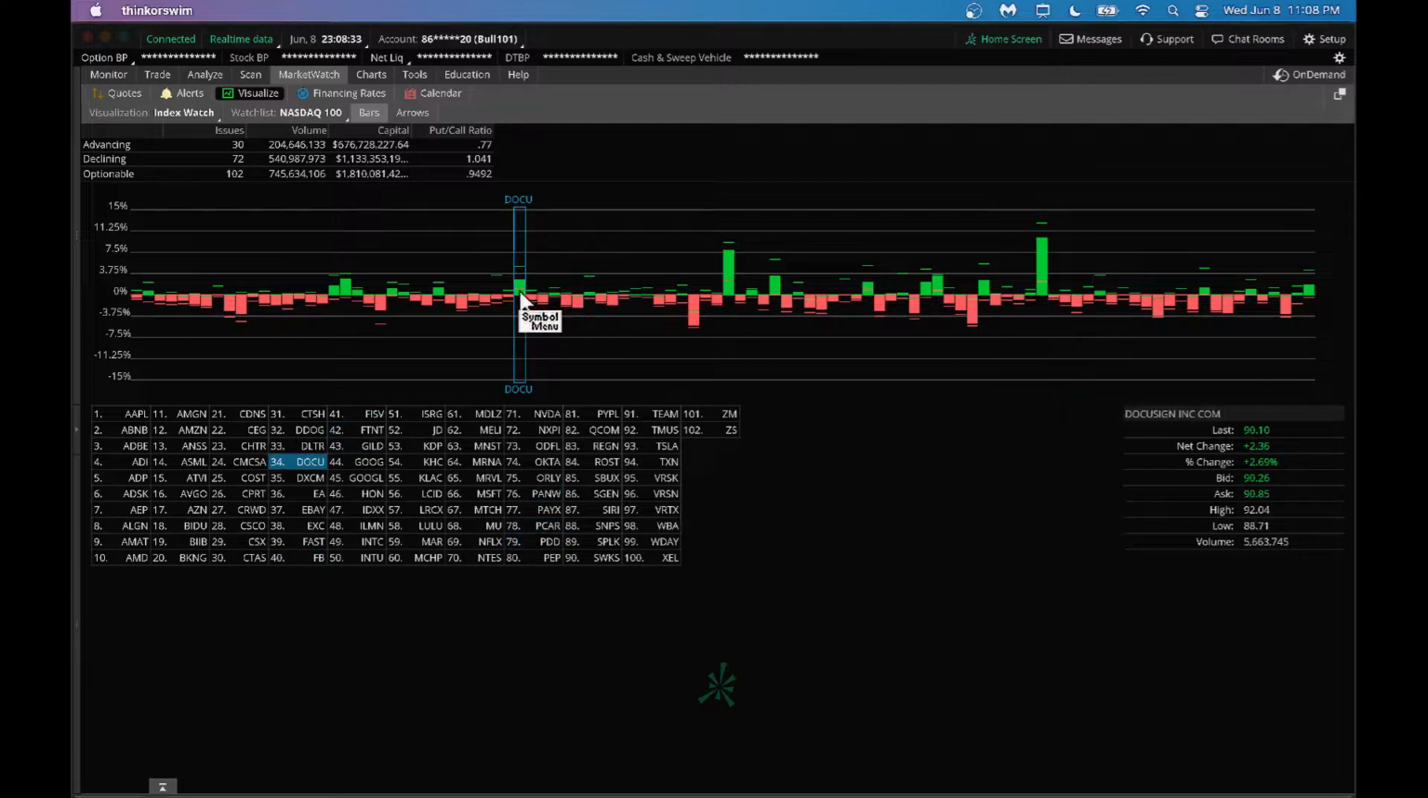Looks like China is partying right now. We got DocuSign going slightly higher. This could be a good one. DocuSign, I think they had their earnings and it went higher. That could be a good one to buy, beaten down stock at these levels.